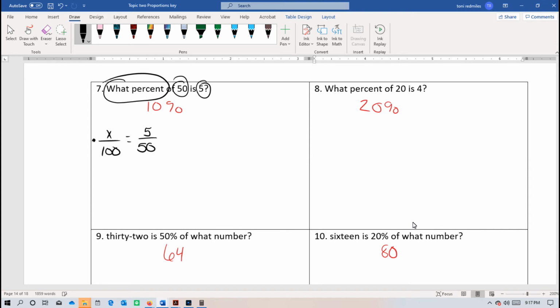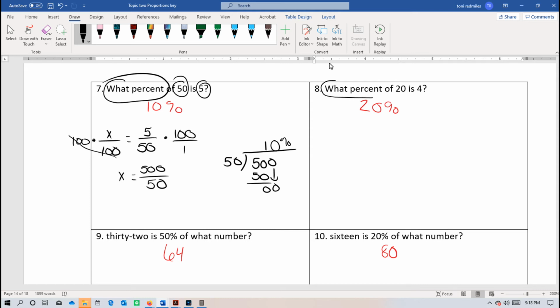Well, same rigmarole. I got to multiply both sides by the 100 to get the x by itself. It's going to give me 500 over 50. Okay, so how many times can 50 go into 500? Well, I can tell you right off the bat, it can go into that once. Then I can drop down a 0. 10 can go into 0 times. So the answer to this one is 10%.